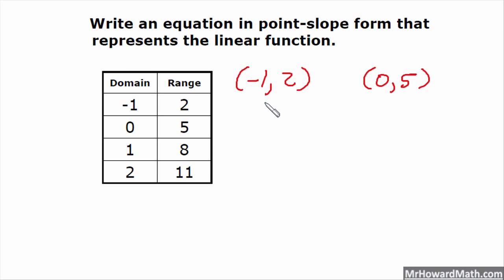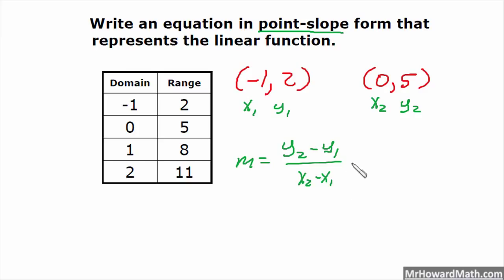So we have 2 points. For point slope, we need 2 things. We need point and slope. We have points, we need the slope. So we'll use our slope formula. x1, y1, x2, y2, always label. Slope again is y2 minus y1 over x2 minus x1. So for us, that is 5 minus 2 for the y's, and 0 minus negative 1 becomes 0 plus 1. 5 minus 2 is 3, 0 plus 1 is 1, so slope is positive 3.